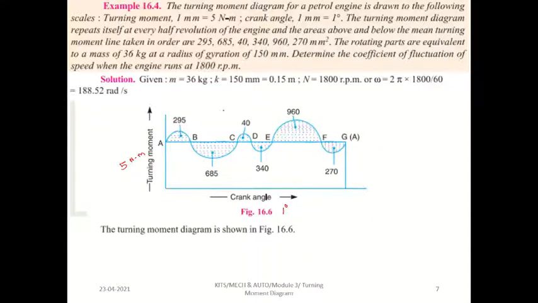Now let's see the question. The turning moment diagram repeats itself at every half revolution of the engine, and the areas above and below the mean turning moment. Read the question carefully: the turning moment diagram repeats itself at every half revolution of the engine. So we have to remember this.